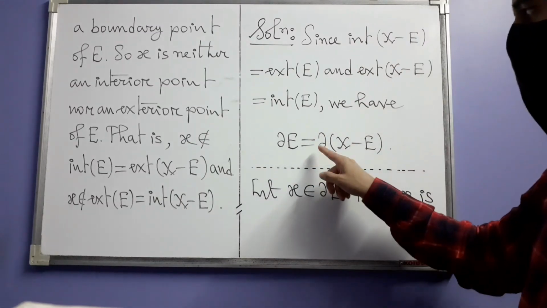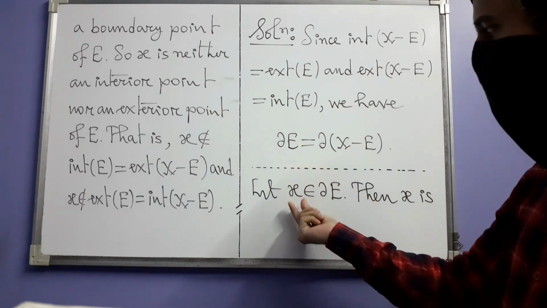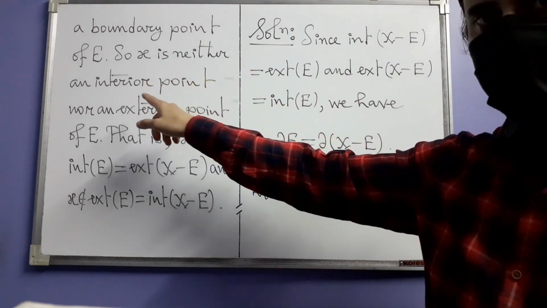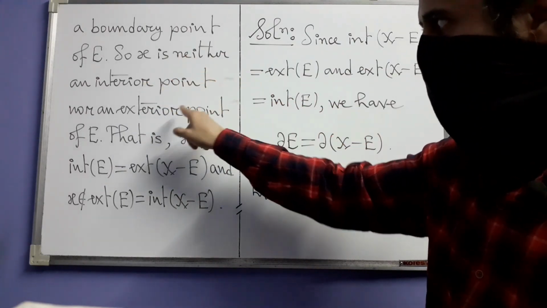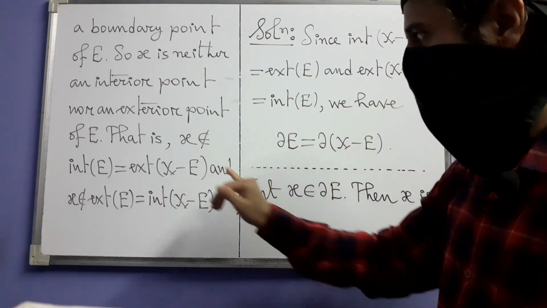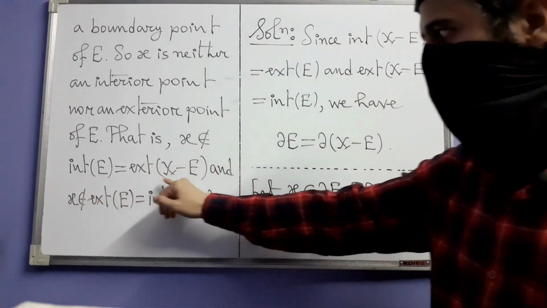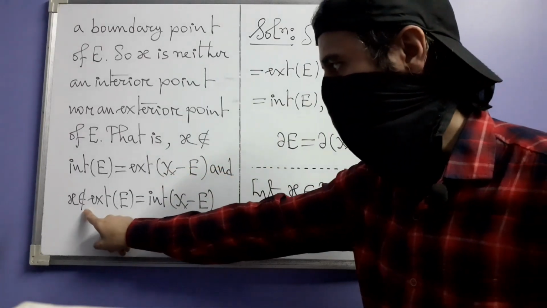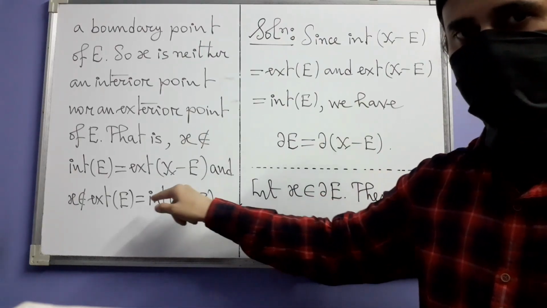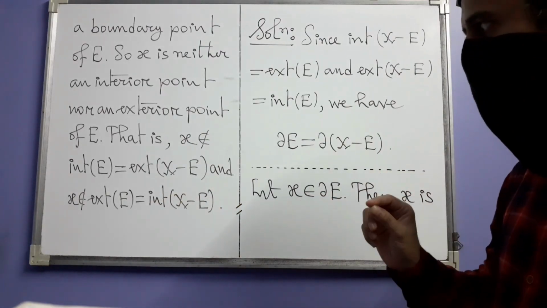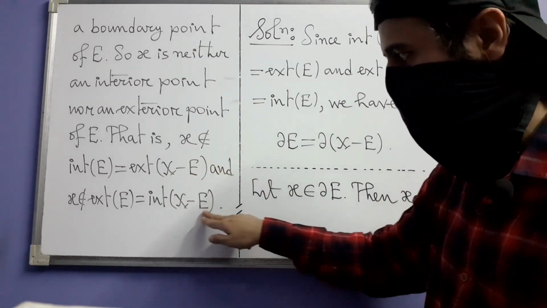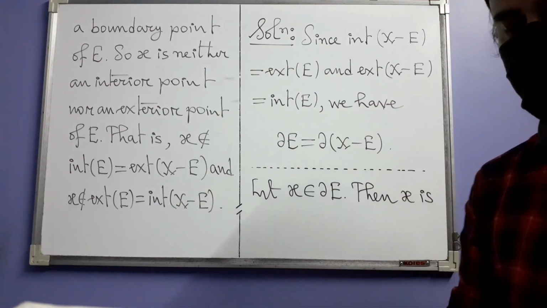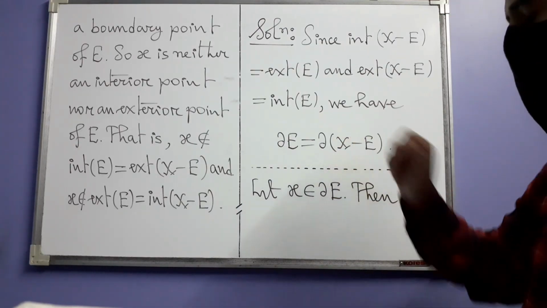To see how we can conclude this equality from these two, we take any element x in the boundary of E. That means x is a boundary point of E. So by the definition of boundary point, x is neither an interior point nor an exterior point of E. And that is why x does not belong to the interior of E, which however is equal to exterior of X difference E. And x also does not belong to the exterior of E, which is equal to the interior of X difference E. So you see that x is also neither an interior point of X difference E nor an exterior point of X difference E. And that is why by the definition of boundary points, x belongs to the boundary of X difference E.